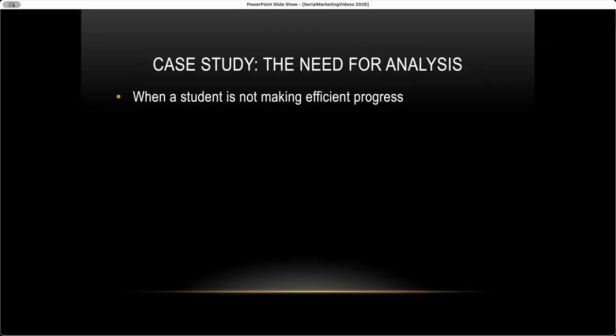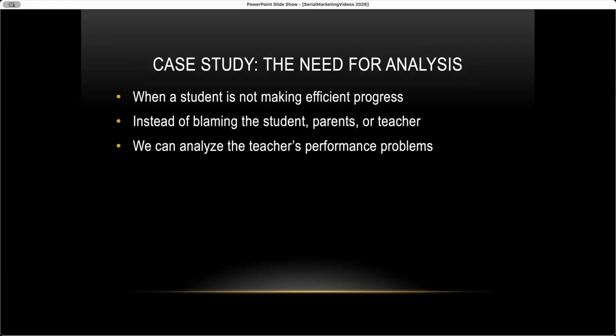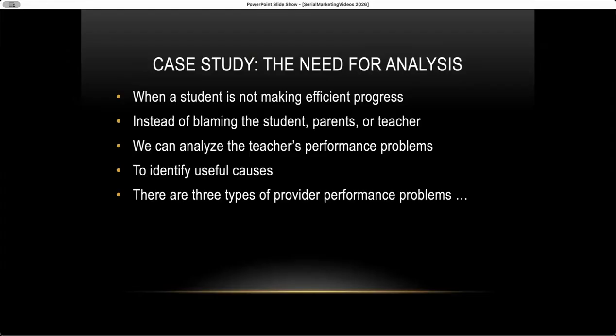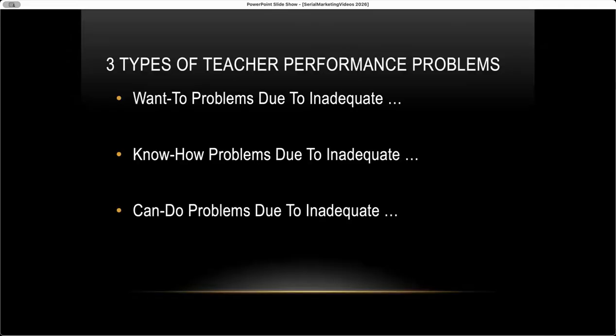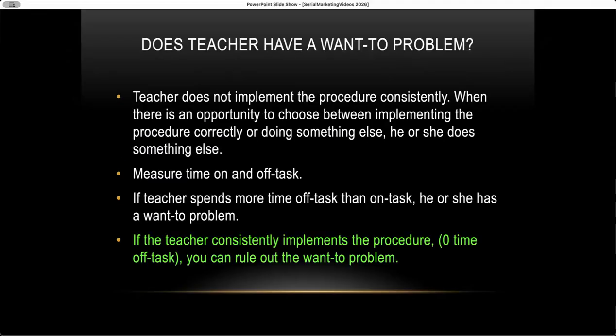The need for analysis. When a student is not making efficient progress, instead of blaming the student, parents, or teacher, we can analyze the teacher's performance problems to identify useful causes. There are three types of provider performance problems: the want-to, know-how, and can-do problem. Want-to problems are due to inadequate management. Know-how problems are due to inadequate training. Can-do problems are due to inadequate resources.